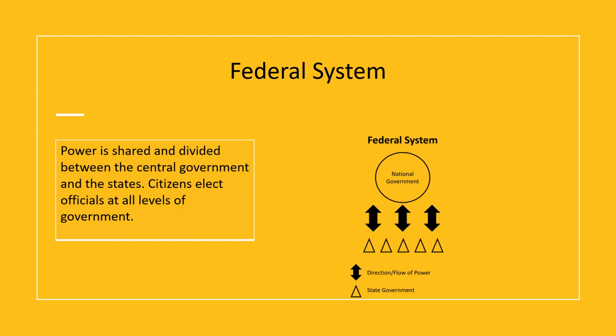In a federal system, power is shared and divided between the central government and the states. The citizens elect officials at all levels of government. Let's look at the information graphic on the right. Here we see that there is a power sharing that goes in both directions, from the national government to the states and from the states back up to the national government.